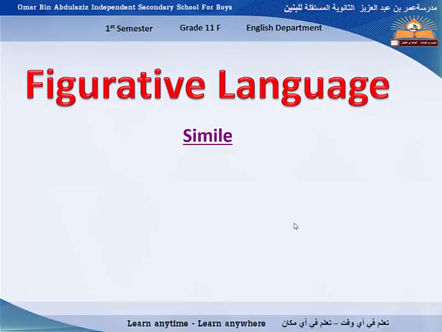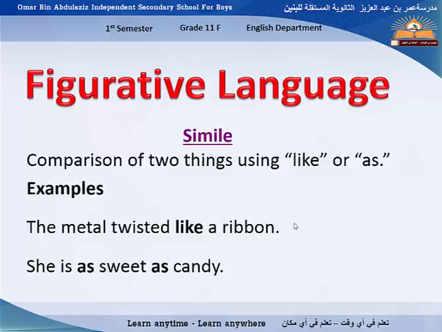The figures of speech, or figurative language, is very easy, and it's also important in the reading part, especially in the CR exam, CR questions. Also, you have to use them in the writing prompt. The first figurative language is simile.